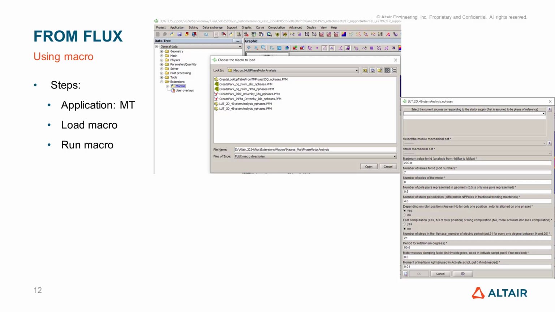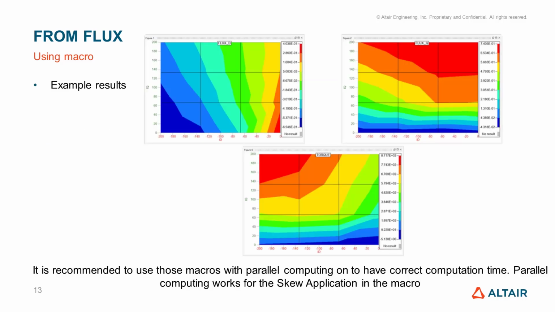When you run the macro, there is some data that you need to put in to run this macro. In this last slide, we will see some results that we can get using this macro. In this case, we have some maps of the flux in D and Q axis and the torque.